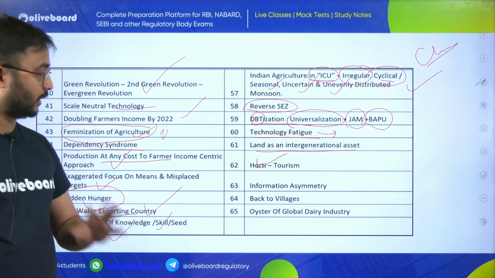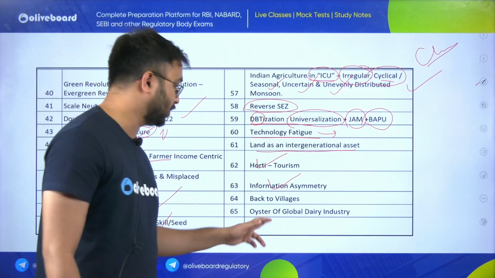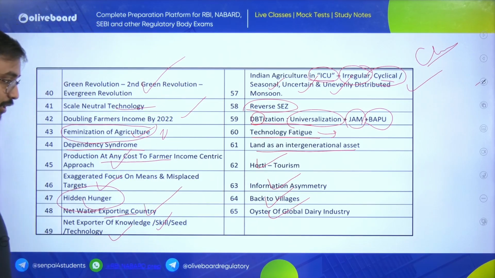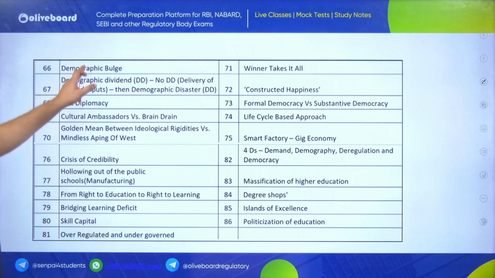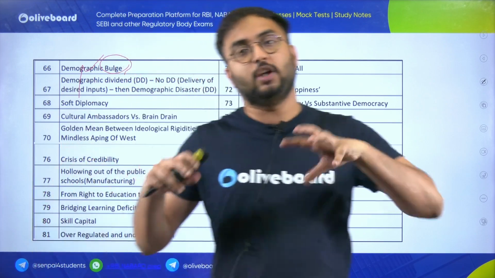Hortitourism, very important. Information asymmetry, that is, one party has information and one party does not. Back to villages, oyster of the global dairy industry, very nice. Next, demographic bulge, it is nothing but how one proportion of the population is really very huge.